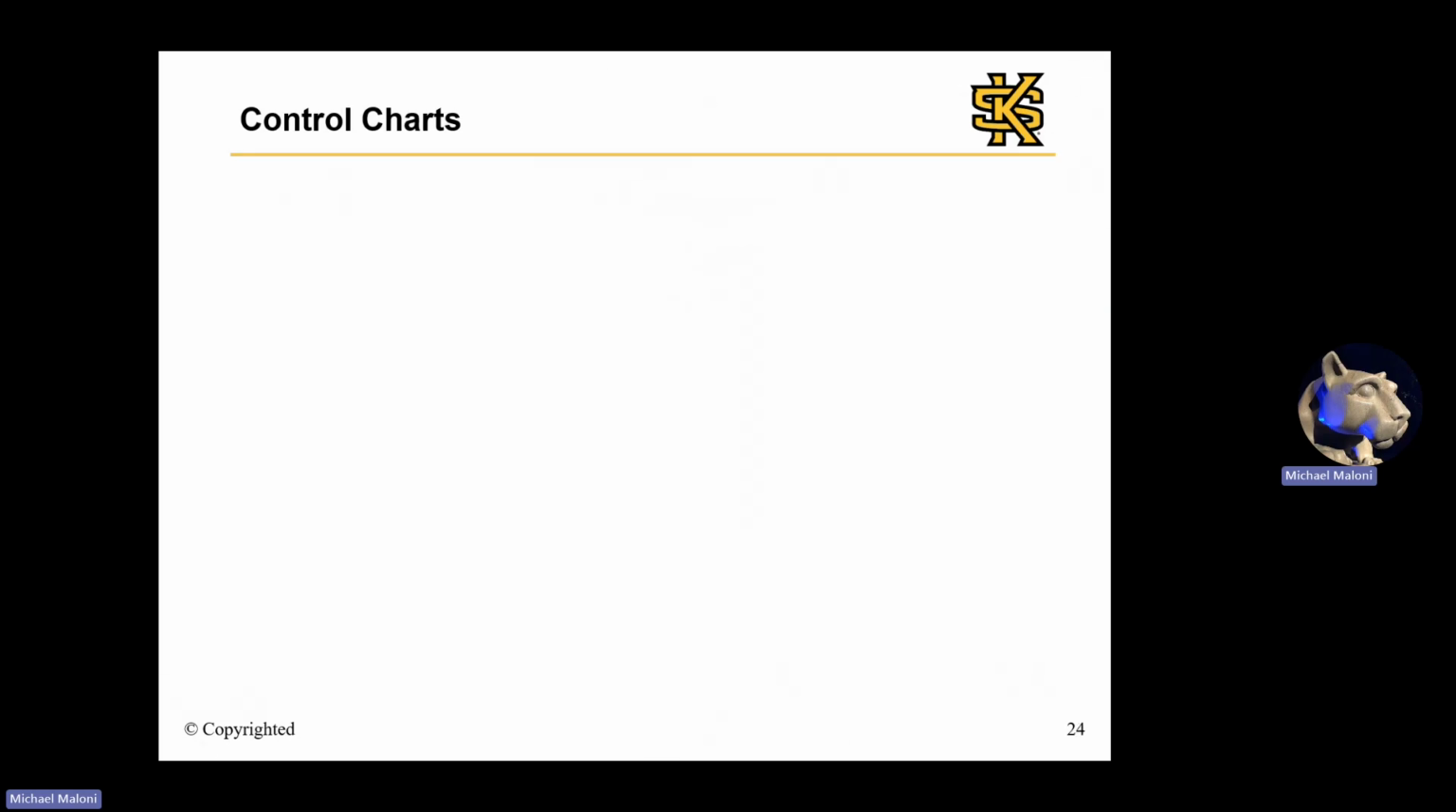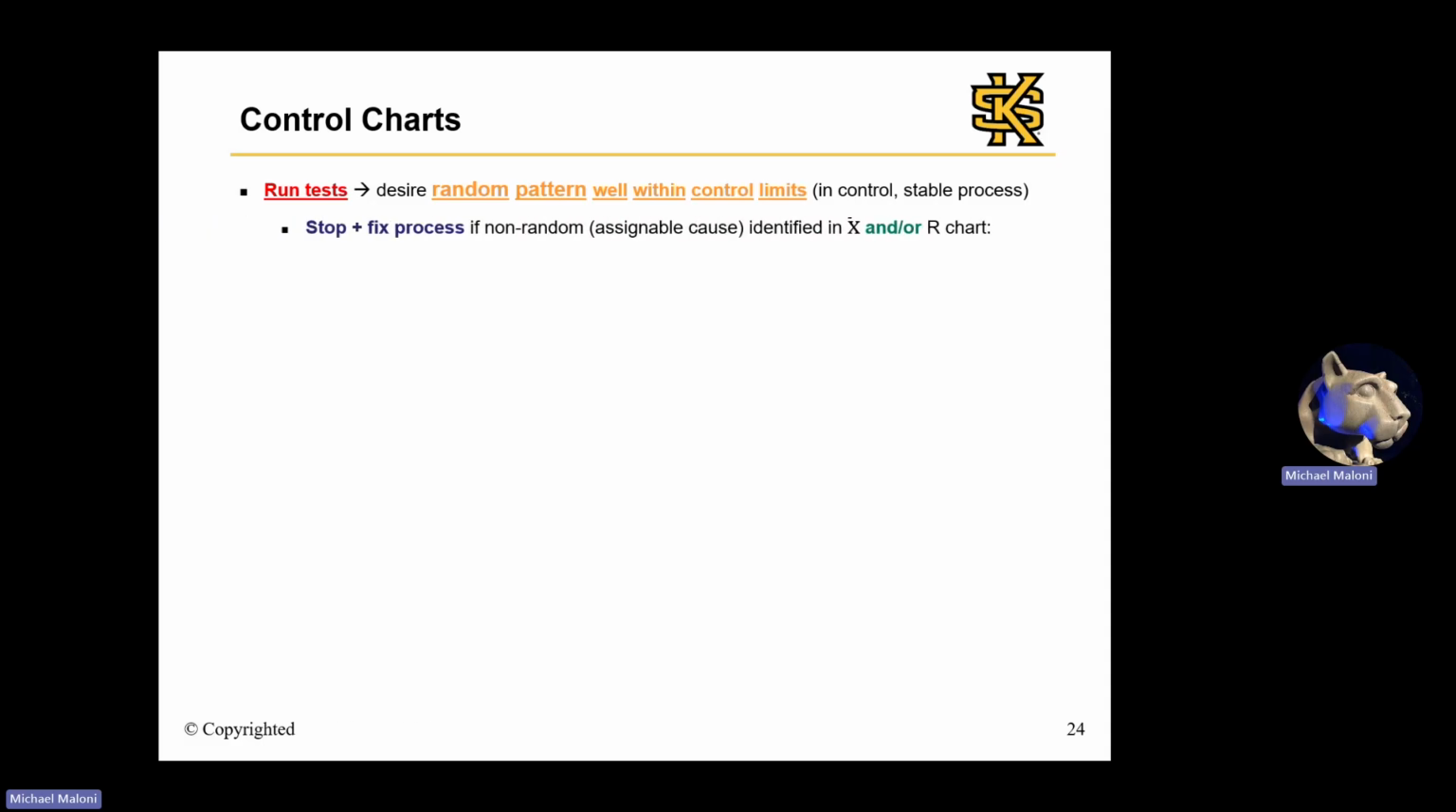Back to our control charts now. As we just visualized, we want a random pattern well within control limits. If not, the process is not stable. It's not in control. And we'd want to stop and fix it, such as via lean and/or Six Sigma. And these concerns hold for both the X bar chart and/or the R chart. Any concerns on one or both charts, and we need to fix the process.